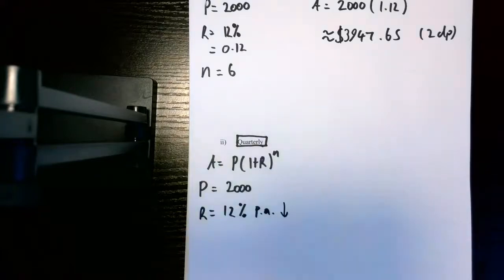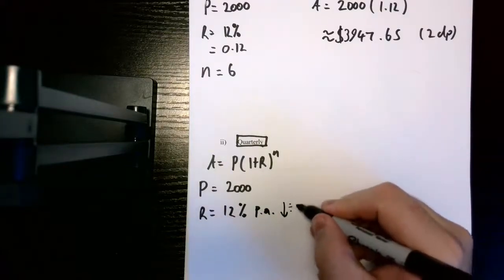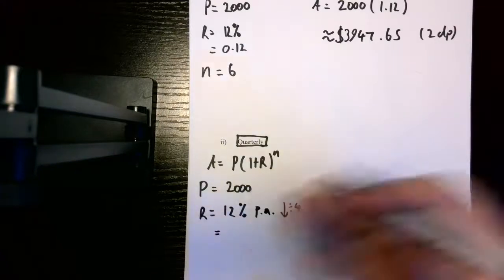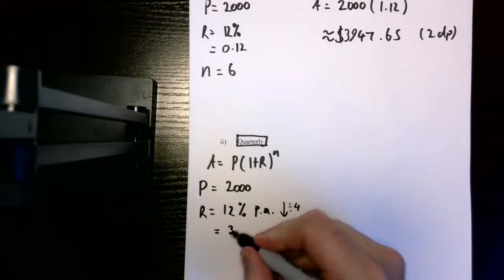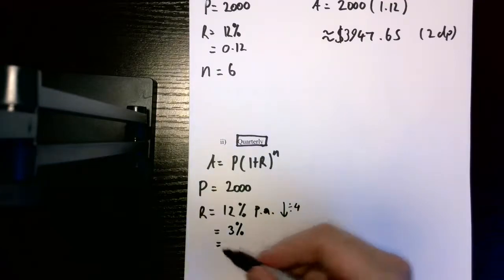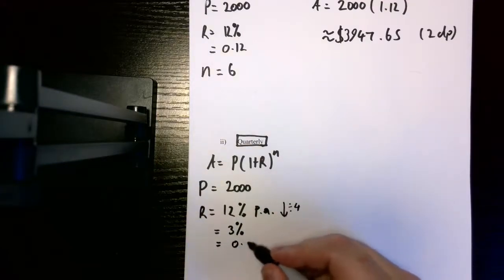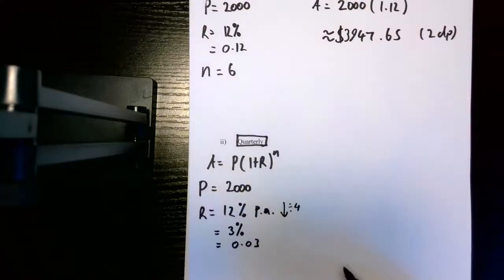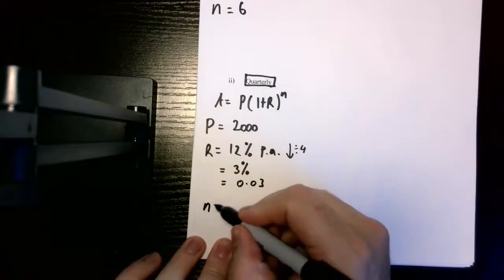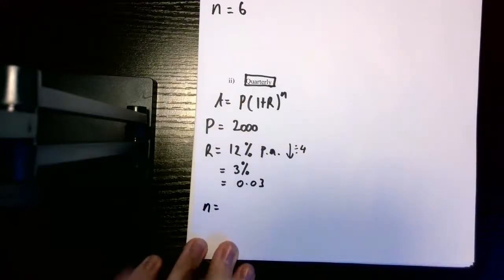Okay, I'm going to put a little arrow here just so you can remember something that I'm about to do. So we divide our interest rate here by 4 to give us, well, what's 12% divided by 4? Well, that will give us 3% across each quarter. Okay, making that a decimal just like before, it will give us 0.03 if we enter that in on the calculator.